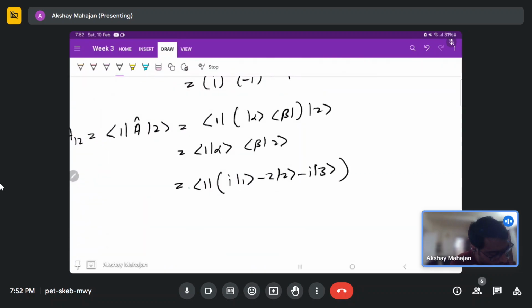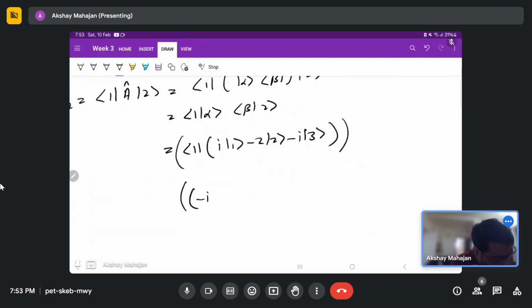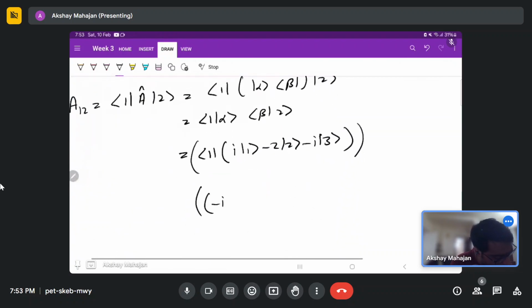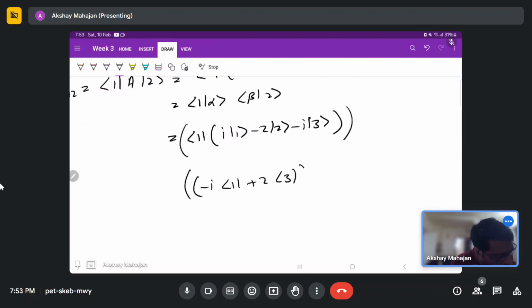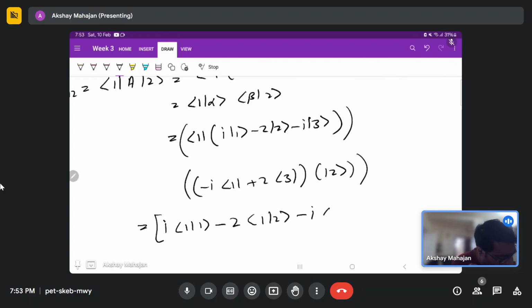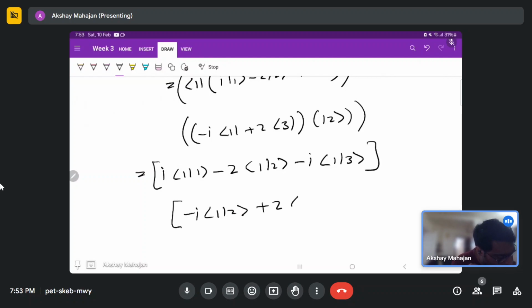Alright, so this is one thing that we have, and the other thing we have is bra of beta, and bra of beta is equal to minus iota times bra of 1 and plus 2 times bra of 3, and we have ket of 2 here, right? Okay, so from here what we get, you get iota times 1 1 minus 2 times 1 2 minus iota 1 3, and from the other one, you will get minus iota times 1 2 plus 2 times 3 2.